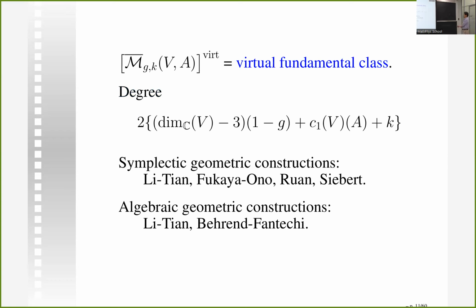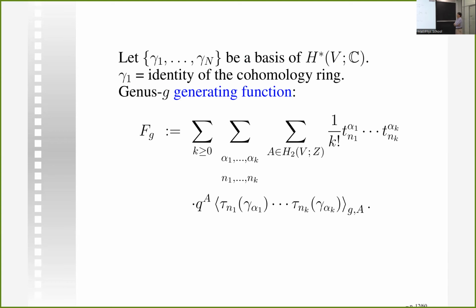The virtual fundamental class depends on the complex dimension of the symplectic manifold, on the genus, on the first Chern class of the symplectic manifold evaluated on the homology class A, and also on the number of marked points. There are many constructions of this virtual fundamental class. On the symplectic geometry side, there are constructions by Fukaya-Ono, Ruan, Siebert. On the algebraic geometry side, they are constructed by Li-Tian and Behrend-Fantechi. And so those are the Gromov-Witten invariants.